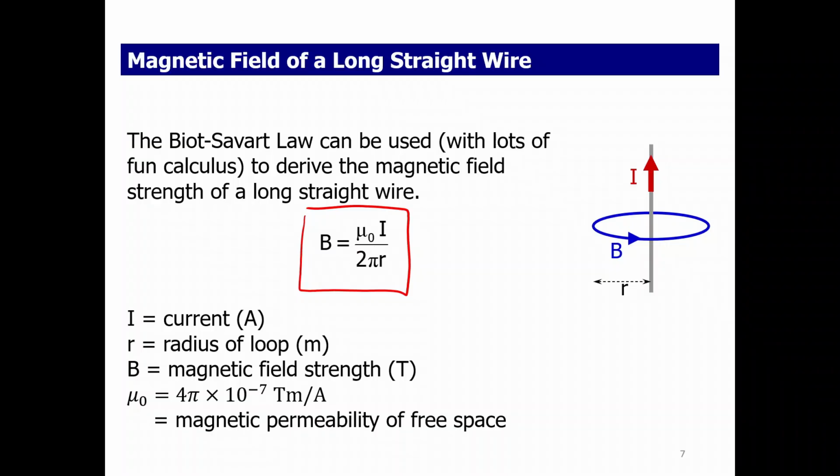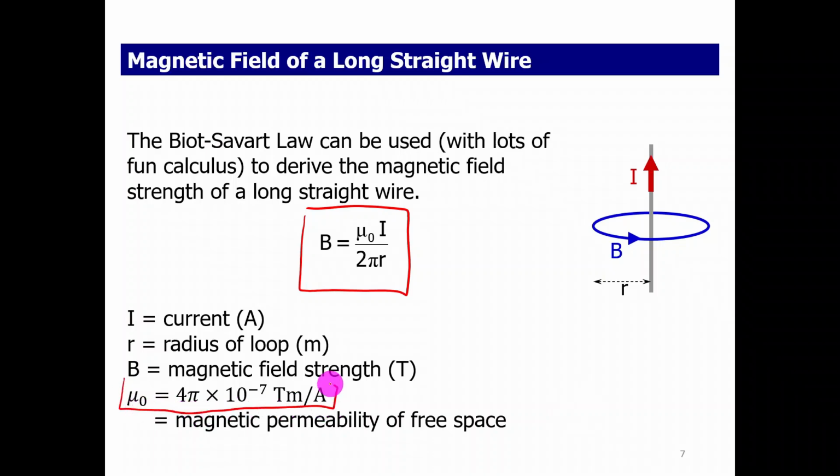mu naught, the permeability of free space. It's kind of like epsilon naught when we were doing Gauss's law. It basically says how well our magnetic fields permeate free space. Free space is a vacuum. It's a constant on your formula sheet.